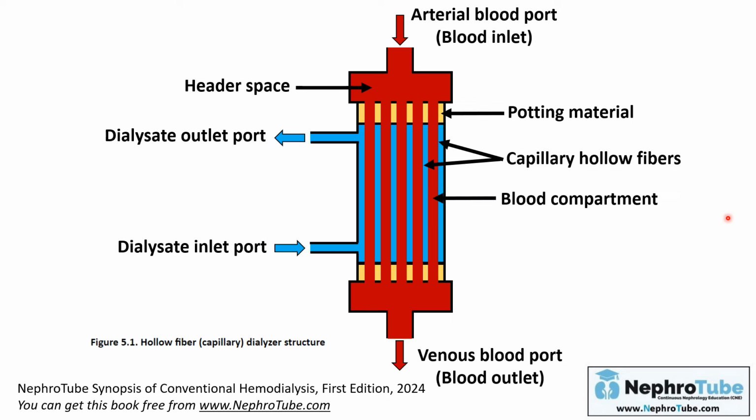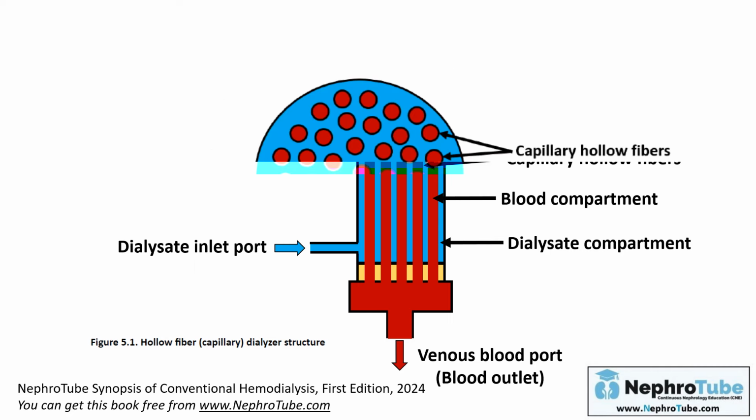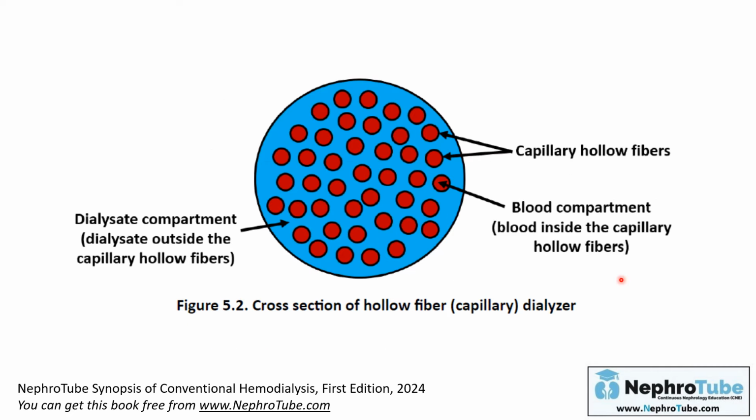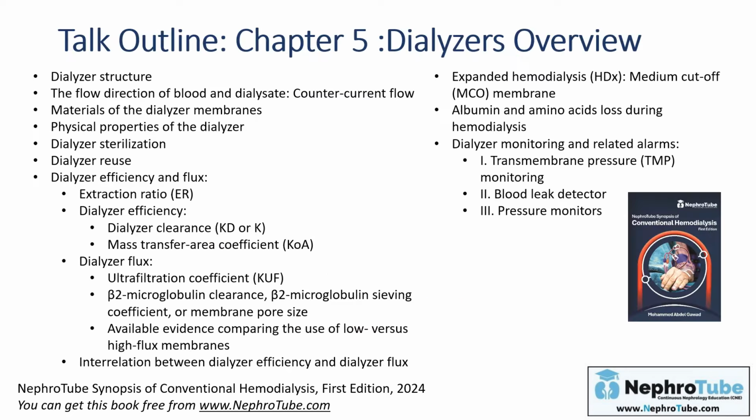Inside these capillary fibers, you will find the blood, and we call the internal part of the capillary fibers the blood compartment, and outside it we have the dialysate compartment where the dialysate flows. If we take a transverse section through this dialyzer and look through the dialyzer from upward, you will find here these are the capillary hollow fibers, with the blood compartment inside and the dialysate, which has the blue color, outside these hollow fibers.